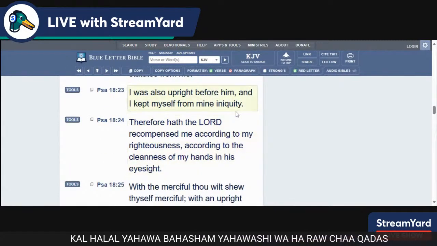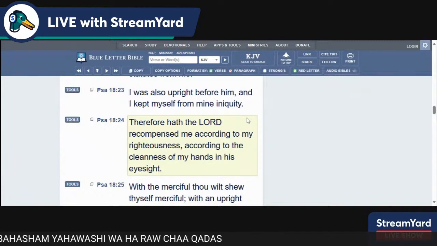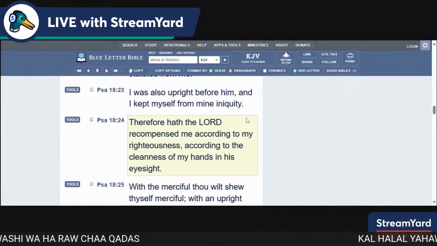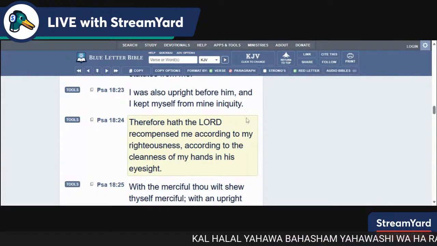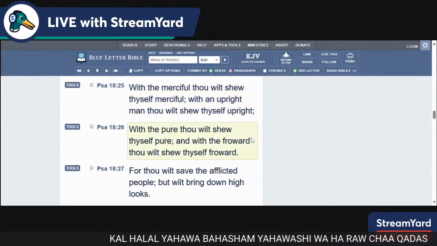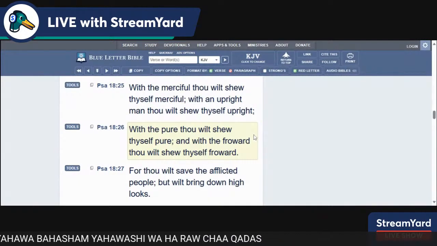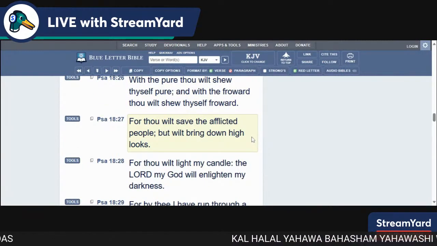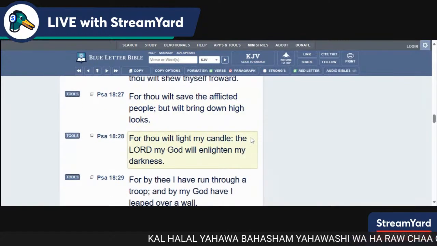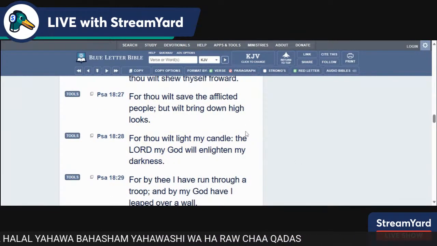I was also upright before him, and I kept myself from my iniquity. Therefore has the Lord recompensed me according to my righteousness, according to the cleanness of my hands in his eyesight. With the merciful thou wilt show thyself merciful. With an upright man thou wilt show thyself upright. With the pure thou wilt show thyself pure, and with the froward thou wilt show thyself froward. For thou wilt save the afflicted people, but wilt bring down high looks.